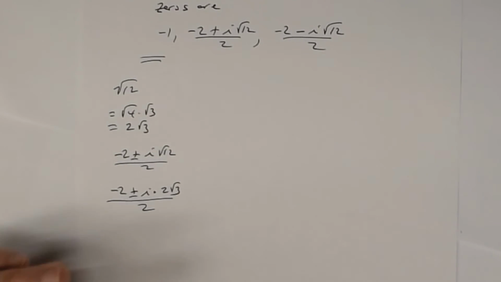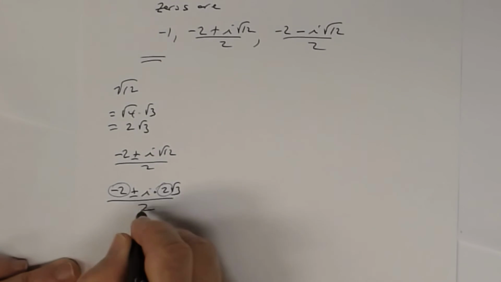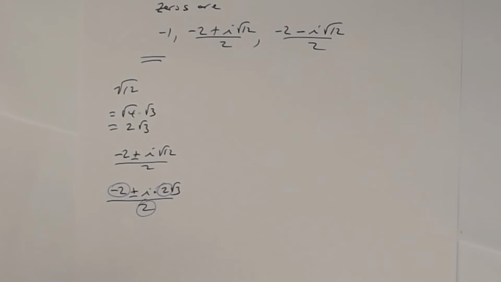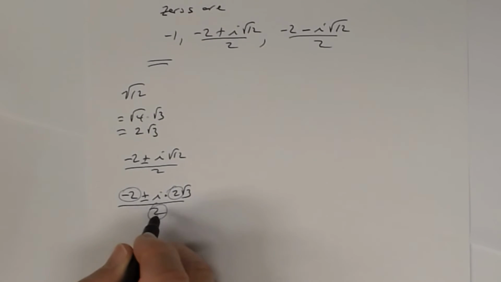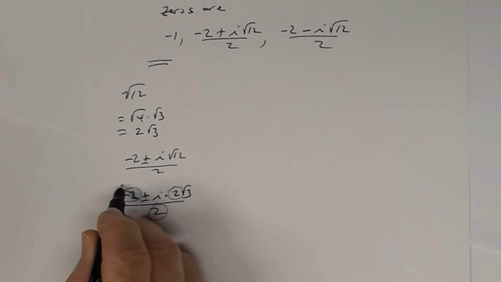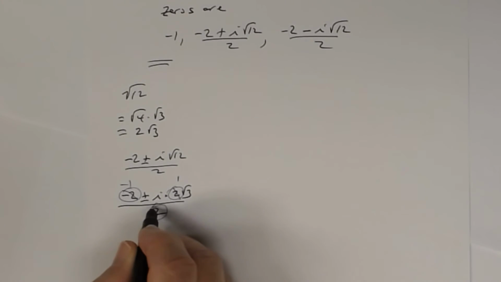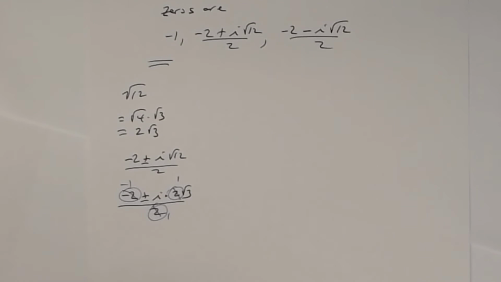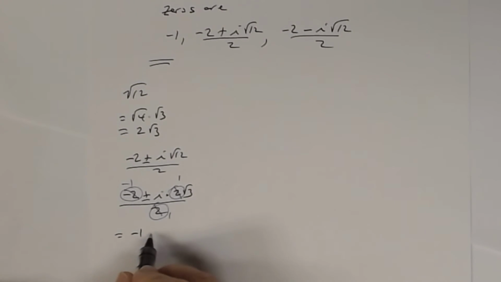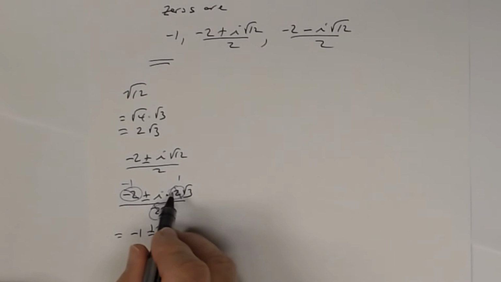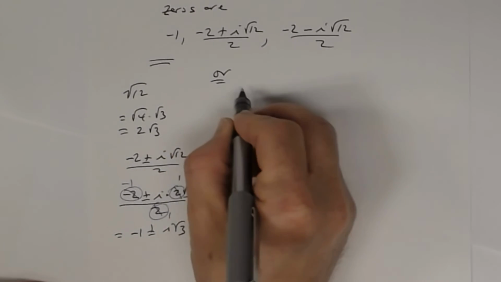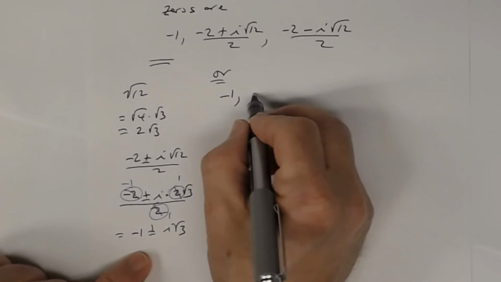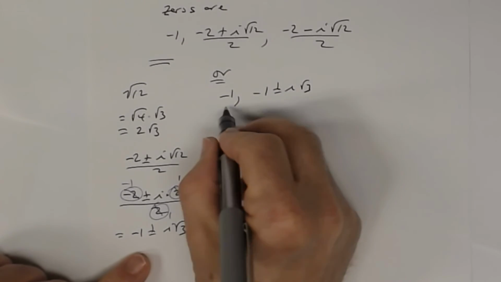And I want you to notice something. You see right here, these numbers are all divisible by 2, right? You've had experience where you had to simplify things like this. So negative 2 divided by 2 is negative 1, 2 divided by 2 is 1, 2 divided by 2 is 1. So all this becomes negative 1 plus or minus i square root of 3. Another way you can write this now is negative 1, and then negative 1 plus or minus i square root of 3.